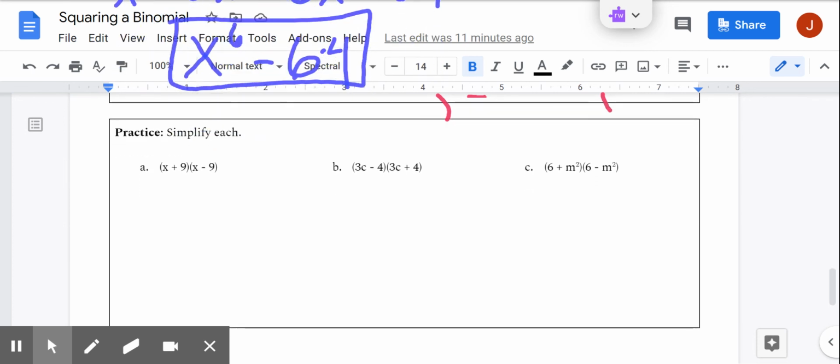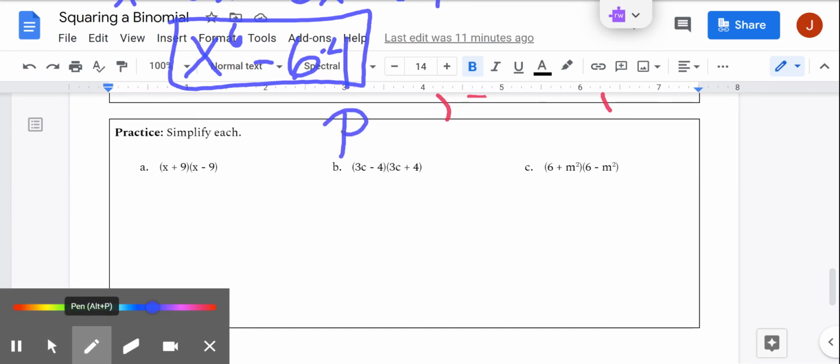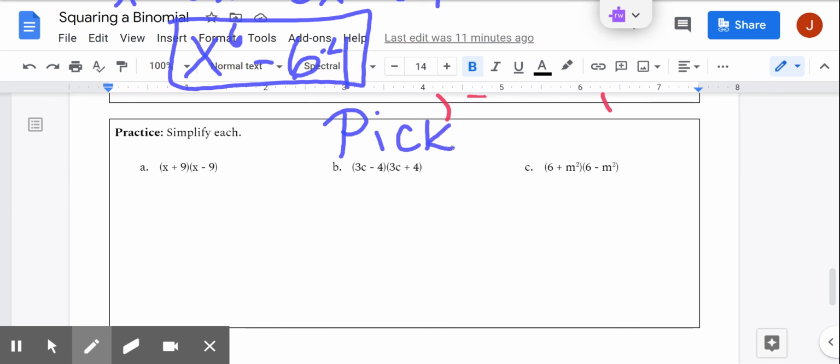There are a few more problems down here for you to try just as practice. I want you guys to pick 2 of these problems. You don't necessarily have to do all 3, but you can pick 2 to try on your own, whichever 2 you want. And if you didn't already, make sure you go back and do those 2 practice problems that were a little bit earlier as well. So go ahead, try those few problems.